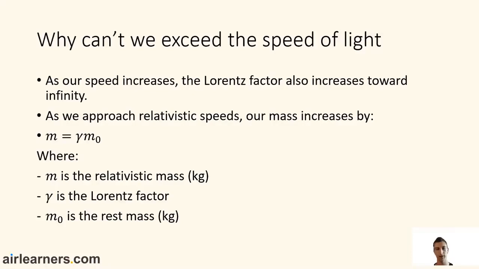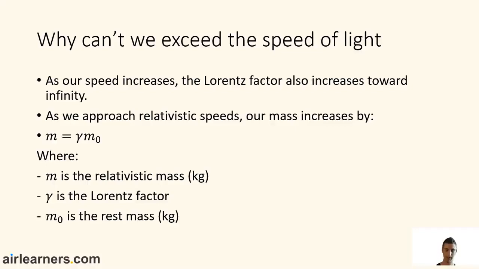All right, now a pretty good question. Why can't we exceed the speed of light? And this kind of leads into our second part of this lesson, I suppose you could say. And the answer is as follows. So as our speed increases, the Lorentz factor, which we learned about a couple of lessons ago, also increases, and that increases towards infinity. As we approach relativistic speeds, our mass actually increases by m equals gamma m naught, or the relativistic mass is the Lorentz factor multiplied by the rest mass.